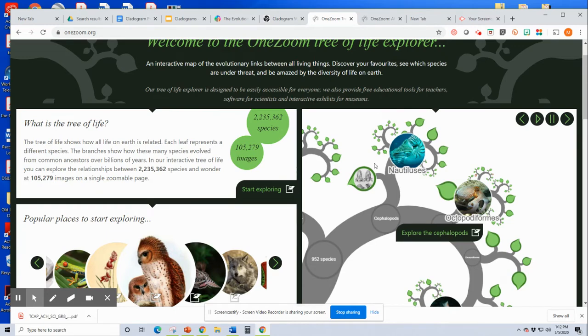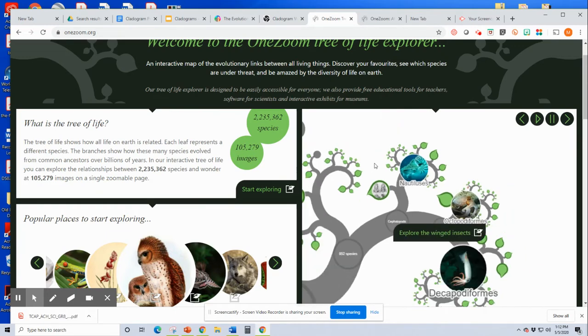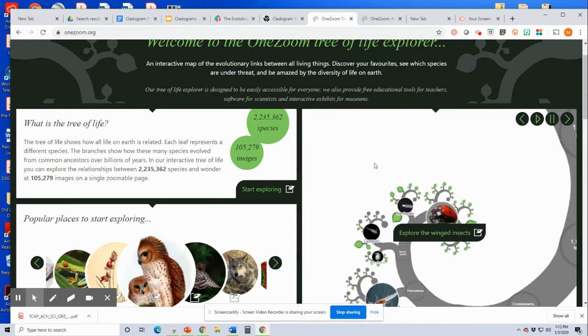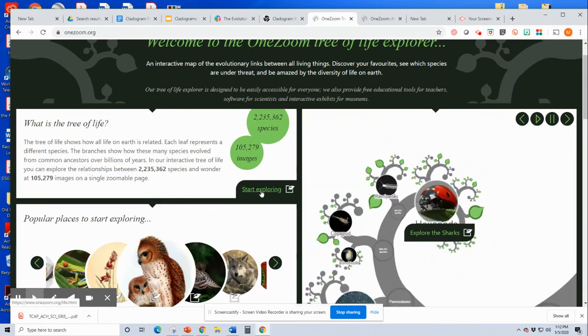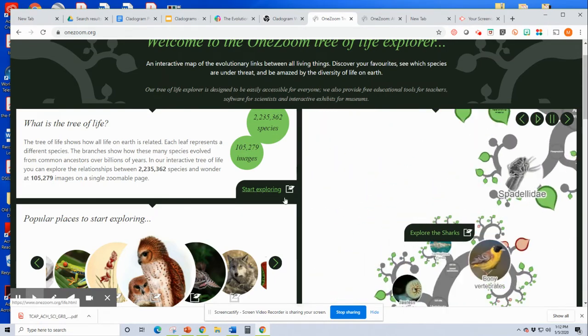The whole point of this tree of life is to show you how all the living things on the earth are related to each other from a standpoint of evolution. They don't have every single species on here, but they've got over 2 million. So that's pretty dang good. You click right here and you can start exploring it.